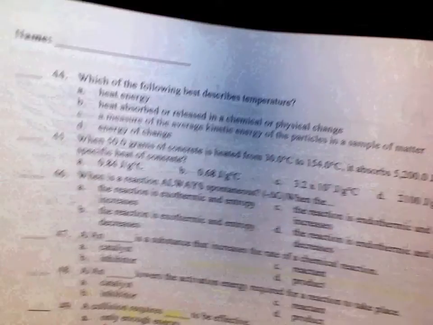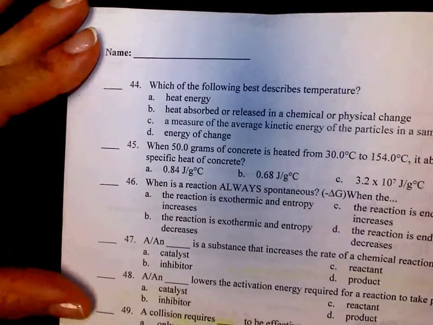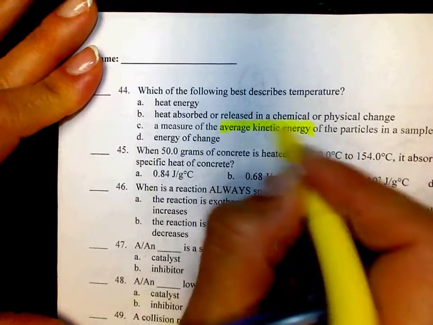44, which best describes temperature? This is a basic definition that you need to know: average kinetic energy.